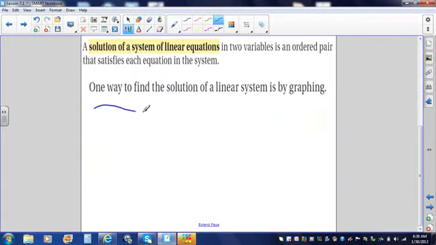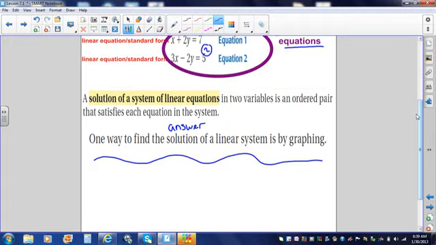One way to find the answer or the solution of a system is by graphing. And we usually say that a solution of a system is an ordered pair. So we are looking for an ordered pair to give us our answers for x and y.